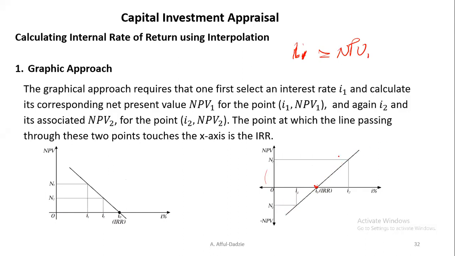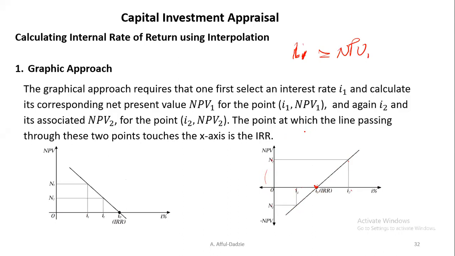Then you put it out there, and then again I2, which is associated with NPV2, giving the point I2 and NPV2. So this is the first I and first NPV, the second I and second NPV. We draw a line through them. The point where it touches the x-axis, we refer to as I naught, which is our internal rate of return.